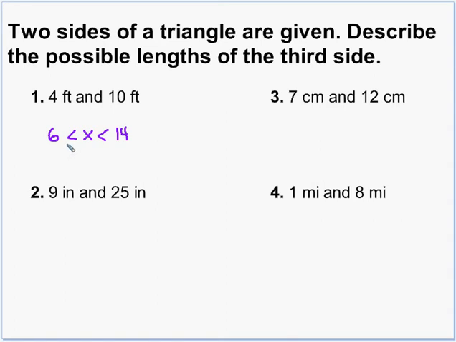It cannot equal 6. If it did, we'd have 4 plus 6, which equals 10. You're back to that case where it forms a straight line. The same goes if it was a length of 14. We take side 4, we add it to 10, that's going to equal 14, so once again we get a straight line. Any case in between will work. Anything greater than 14 or less than 6 will not work.